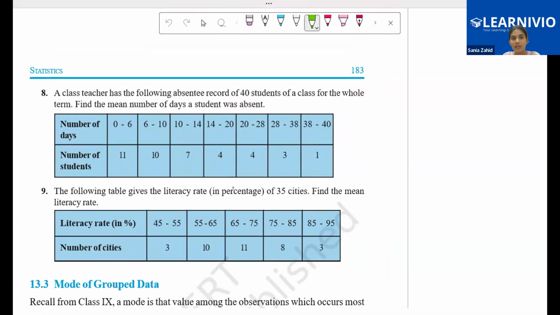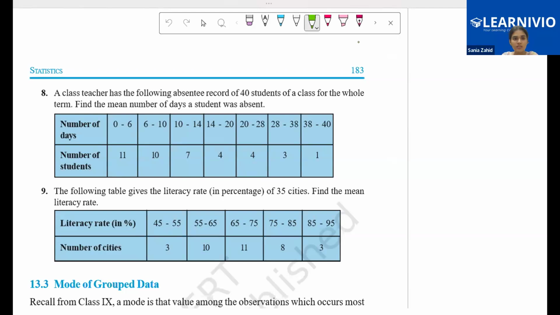It says that a class teacher has the following absentee record of 40 students of a class for a whole term. Find the mean number of days a student was absent. So, from 0 to 6 days, 11 students were absent. Then 6 to 10 days, 10 students were absent. Then 10 to 14 days, 7 students were absent. Then 14 to 20 days, 4 students, and so on. A record is given to you.